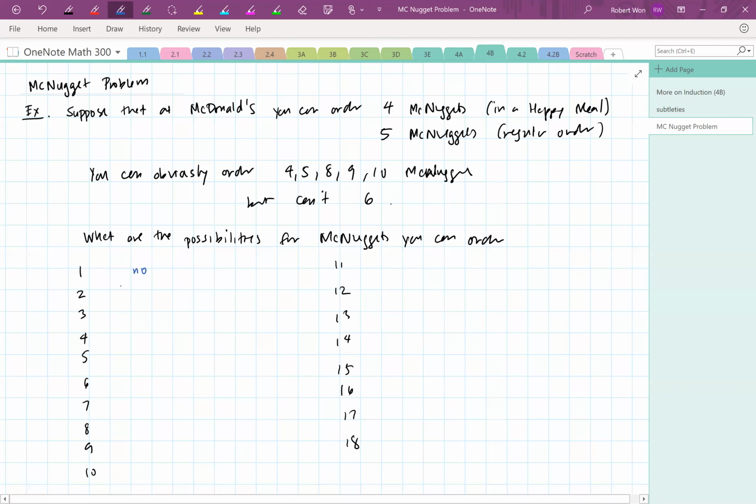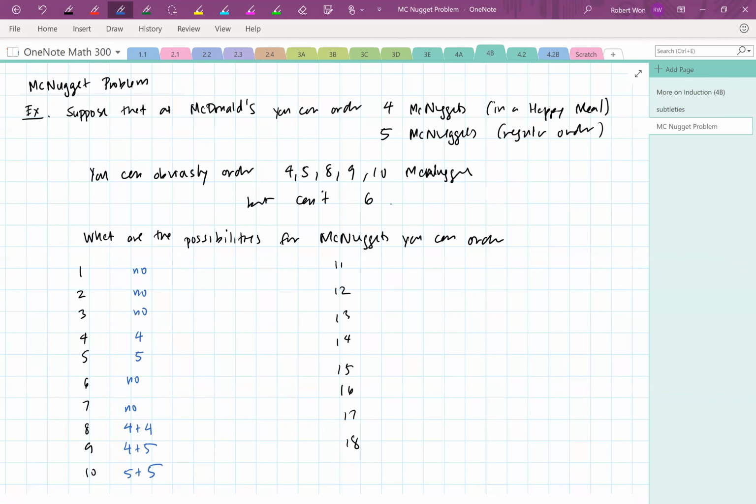So we obviously can't order 1, 2, or 3 McNuggets. Maybe we can order 4, or we can order 5, just by ordering a single 4 or a single 5. You can't order 6 or 7. There's no way to do that. But you can order 8 by ordering 4 plus 4. You can order 9 by ordering 4 plus 5. You can order 10 by ordering 5 plus 5. Because I want you to continue this table.